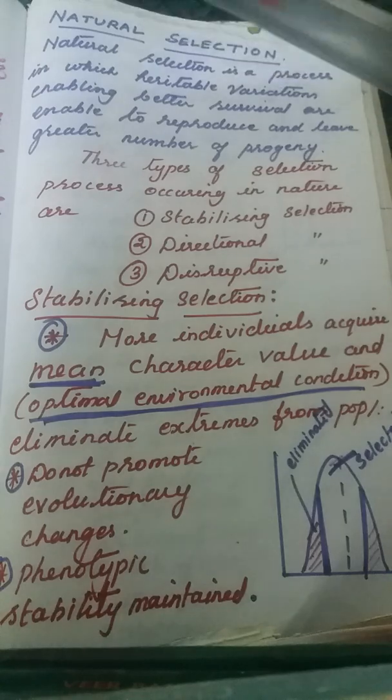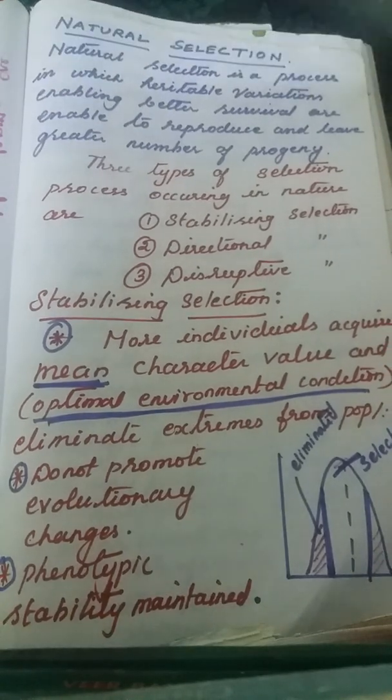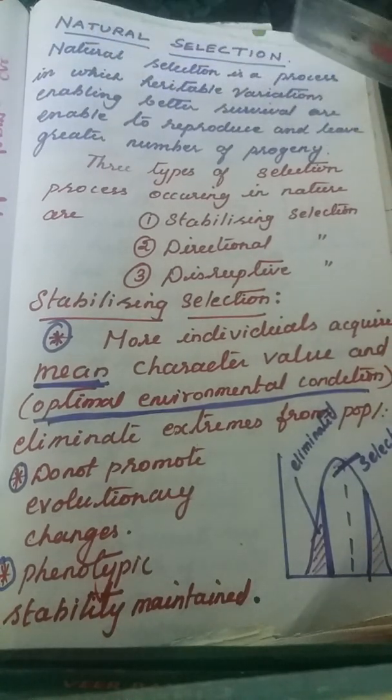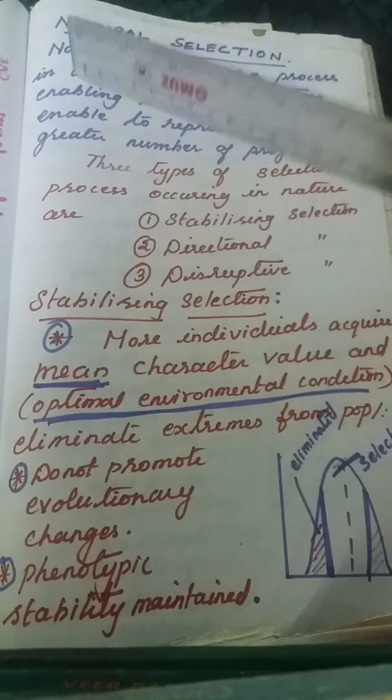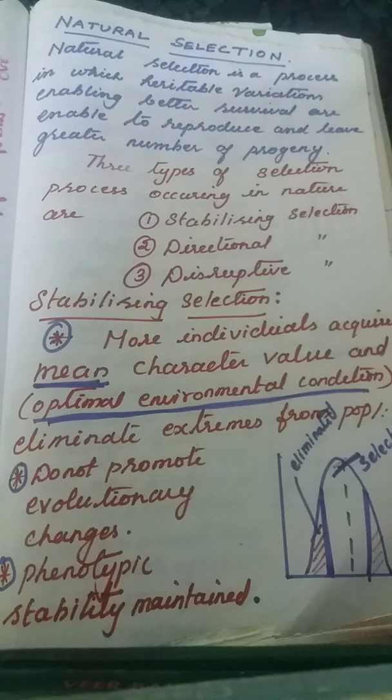The next factor which comes under the source of variation is natural selection. Natural selection is a process in which heritable variation enabling better survival, or enabled to reproduce and leave a greater number of progeny. Natural selection, we already discussed.